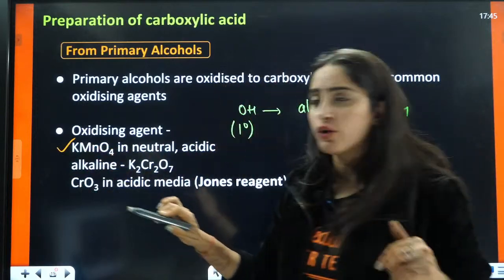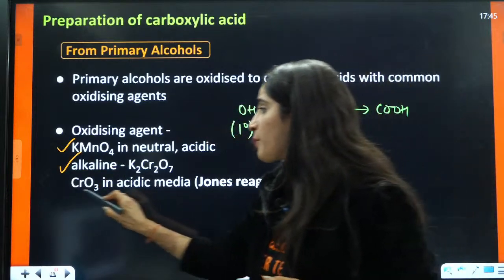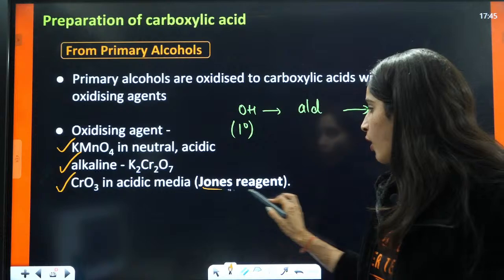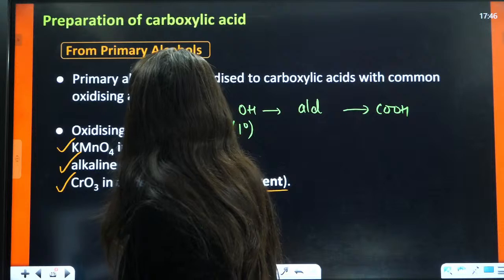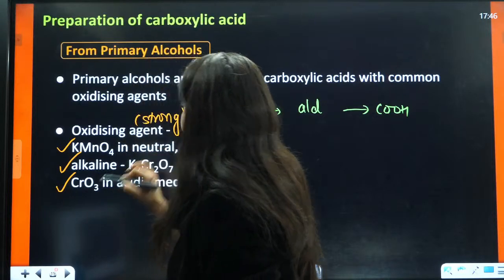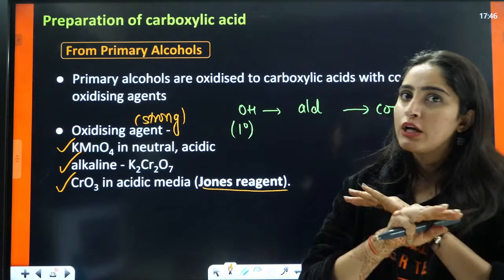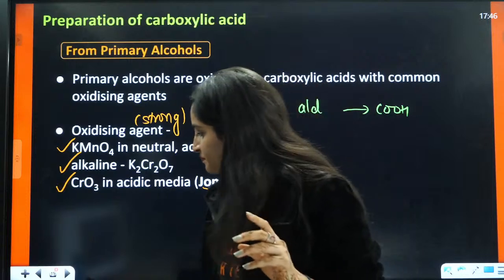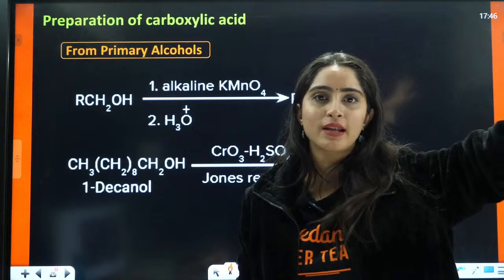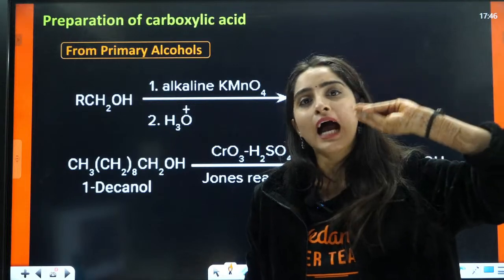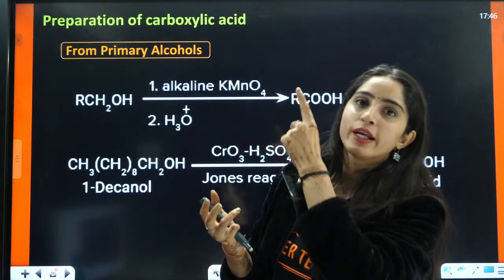You talk about KMnO4 in neutral or acidic medium, alkaline K2Cr2O7. You talk about CrO3 in acidic medium, that is called Jones reagent. These three are strong oxidizing agents. I'll just write it here. You will need strong oxidizing agents here, not mild oxidizing agents. PCC, PDC will not work here, right? Okay. Yes, 2 degree to ketone. Yes, 2 degree will not get oxidized to a carboxylic acid any day, right? Even with a strong oxidizing agent, it will be oxidized to ketones, right?